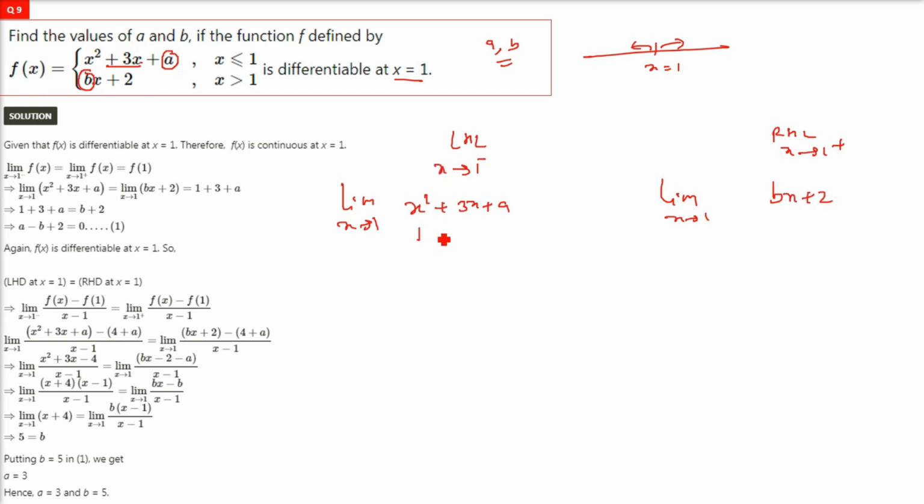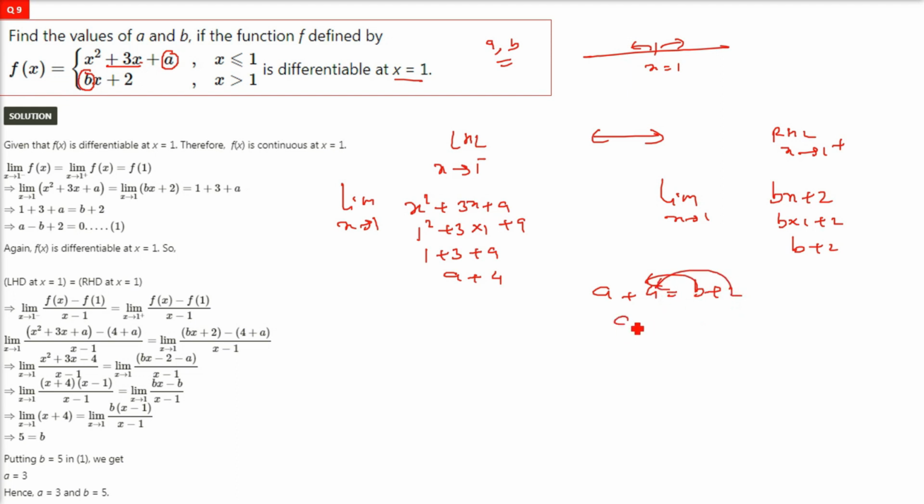So apply this x as 1 here, 1 square plus 3 into 1 plus a. So 1 plus 3 plus a is going to be a plus 4 or 4 plus a. Bx plus 2, so b into 1 plus 2, that is going to be b plus 2. Now these two are equal. So we'll get one equation with this. A plus 4 equals b plus 2, because it is given that it is differentiable. When it is differentiable, it will be continuous also. So a plus 4 equals b plus 2. And we'll deal with it later, because ultimately we have to put a as b minus 2 in our next step. But the main equation is this, the first equation.